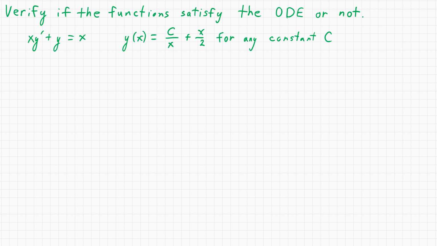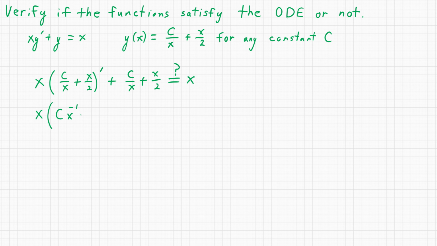So I have x, let's write out x times y prime. So I've got c over x plus x over 2 prime plus y, which is just c over x plus x over 2. And I want to know, does that equal x? All right, so the next part we should probably evaluate this derivative. So I have x times, let's simplify this a little bit. So this is c x to the negative 1 plus 1/2 x. I'm going to write it out again, plus x over 2, does that equal x?